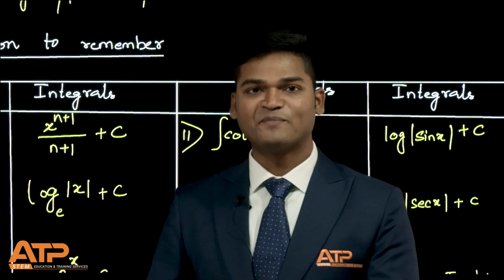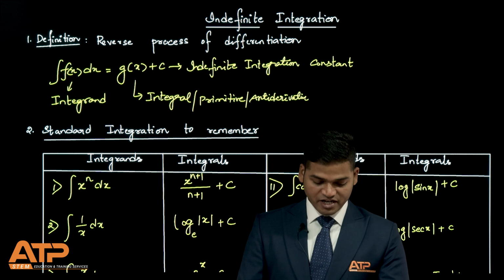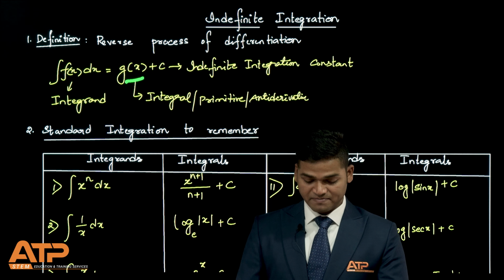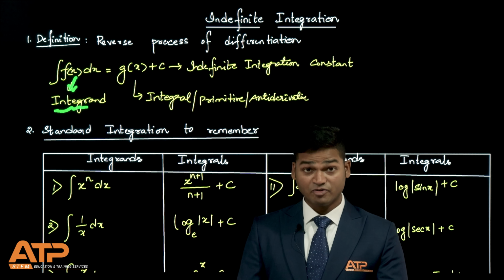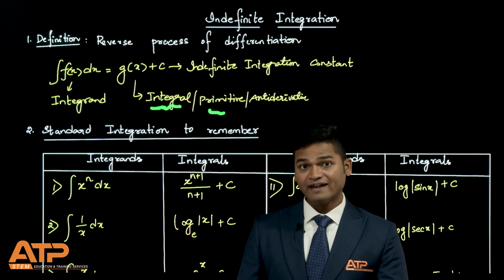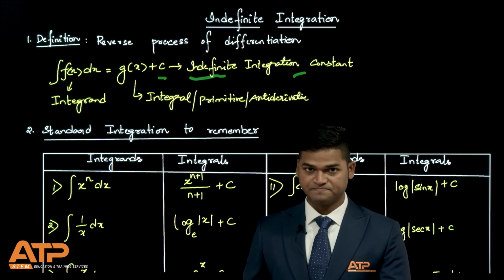Okay, let's go to the summary of the indefinite integration. So integration is reverse process of differentiation. Now integration f of x dx, this way it is given, is equal to g of x plus c, if you get it. So what is f of x? It's called the integrand, and the result g of x is called integral or primitive or antiderivative, and the plus c, that's the indefinite integration constant.